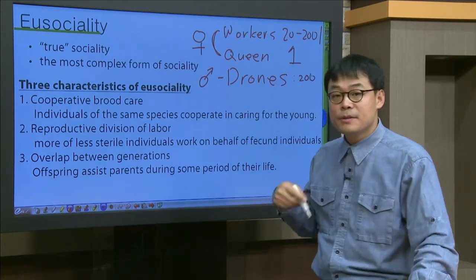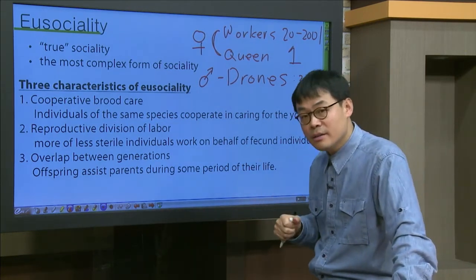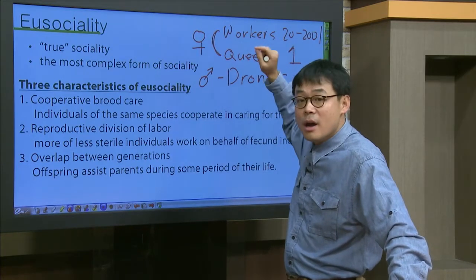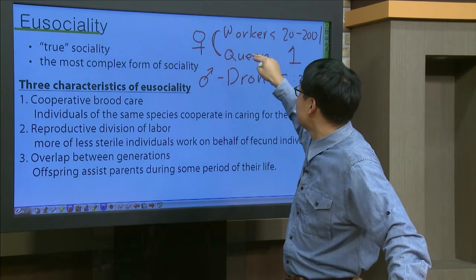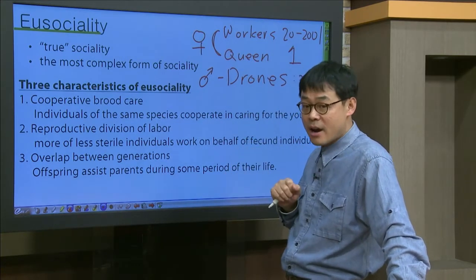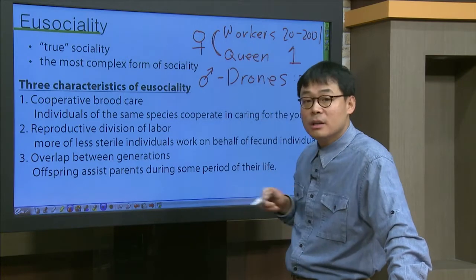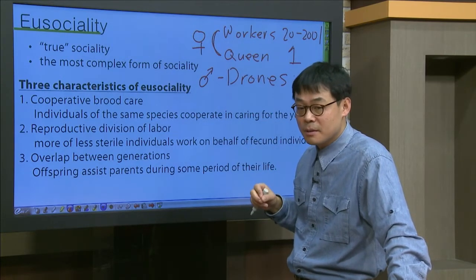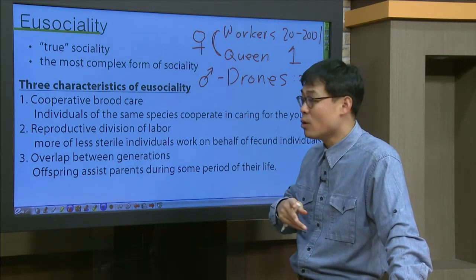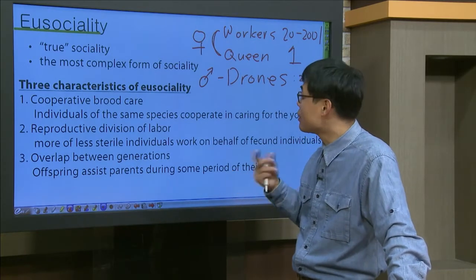So if you see a honeybee hive, most of them are workers, and there's only one queen. And this queen just reproduces for the entire hive. The workers have almost no chance of reproducing by themselves. They just work, and they do almost everything for the colony.